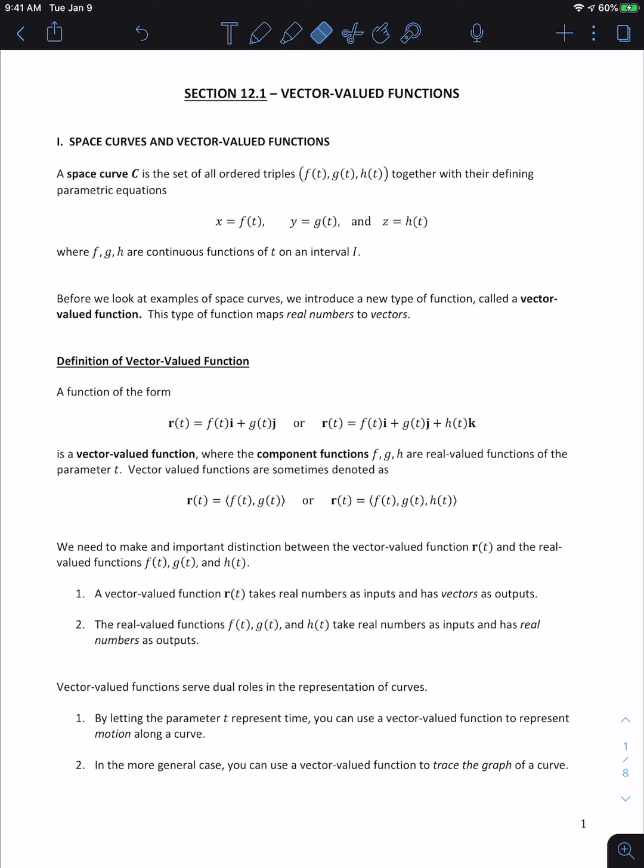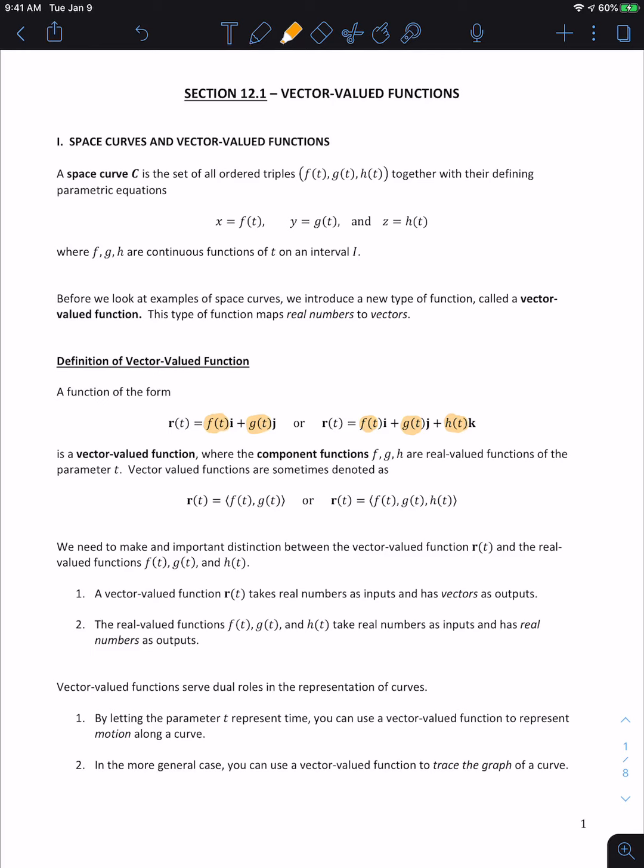So the definition of a vector valued function: a function of the form r of t, and we use this bold-faced r to represent, instead of f of t, we use r just because that's common notation, but we use bold-faced to remember that the output is going to be a vector, right? And so what this looks like is I have a function in the i component and a function in the j component, or in the 3 dimension I have a function in the i component, a function in the j component, and a function in the k component.